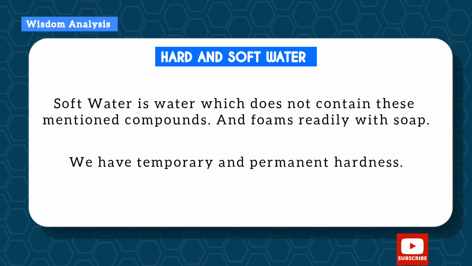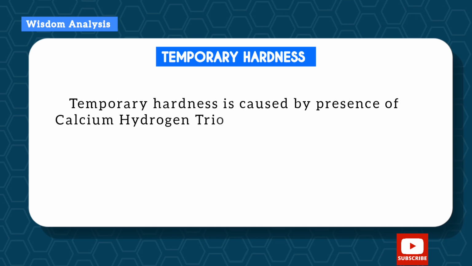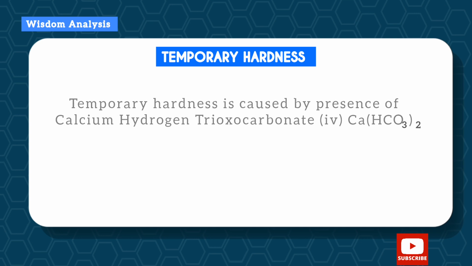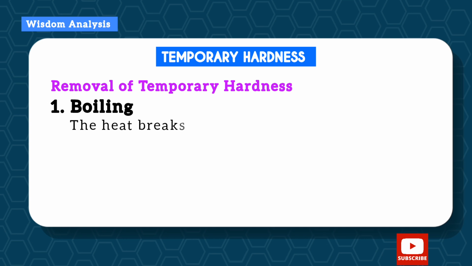We have temporary and permanent hardness. So temporary hardness is the kind of hardness that is caused by the presence of calcium hydrogen trioxocarbonate 4, and here is its formula. So when this material is dissolved in water, we have temporary hardness. Now, removal of temporary hardness, we can boil it.